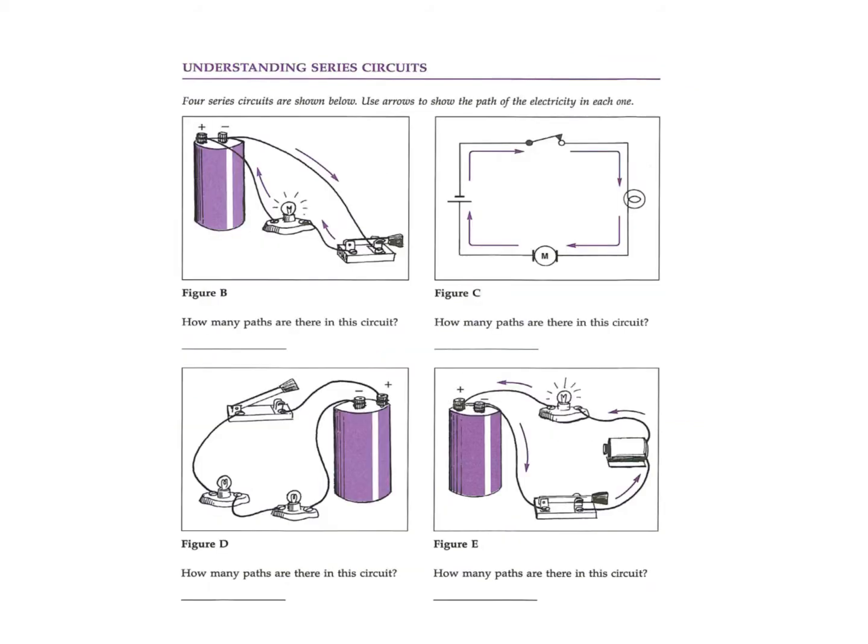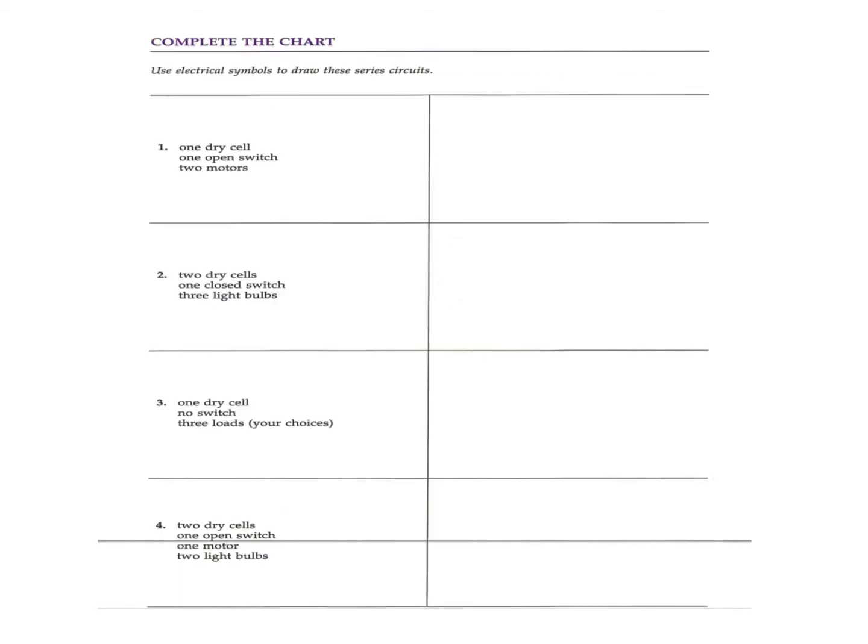If you look at these pictures, these are all series circuits, so there's all one path. Sometimes switches are open and the path is not working, but it's still built as one path. Now, how do I draw a series circuit with symbols? I have to create only one path. So the first one says one dry cell, one open switch, and two motors.